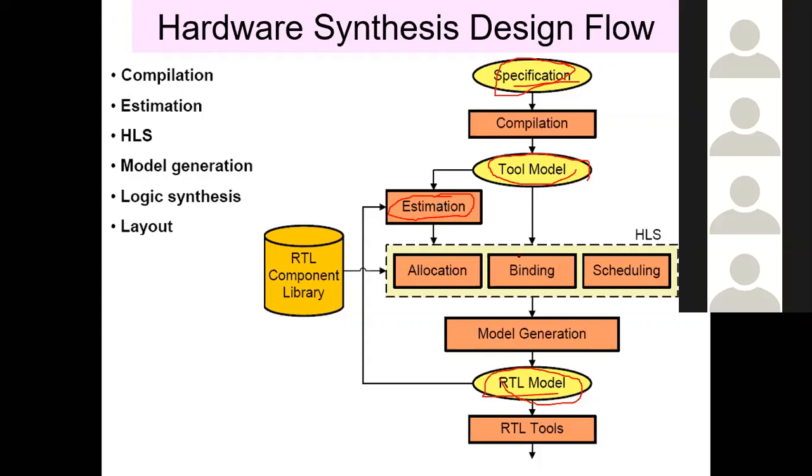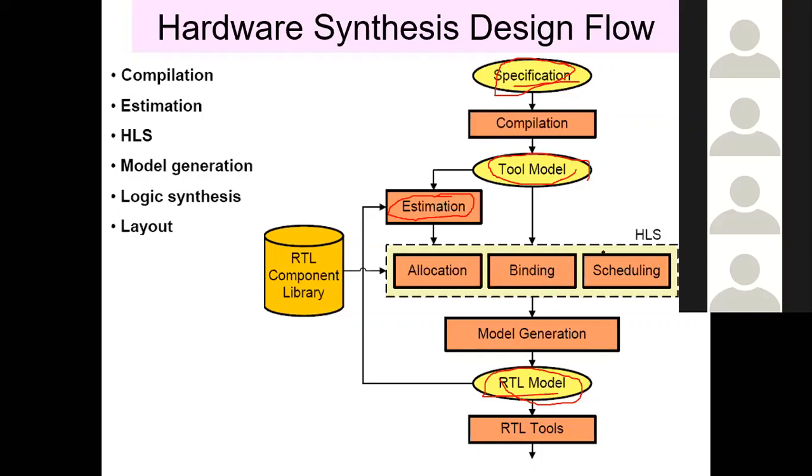So binding performs the allocation. That means we will have different variables, and these variables will be allocated to corresponding register files. Each and every variable will have a corresponding location. That allocation is done in binding. Binding of the variables to their corresponding registers is called binding.